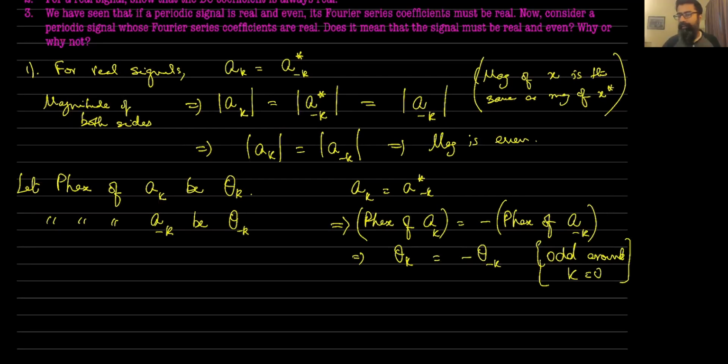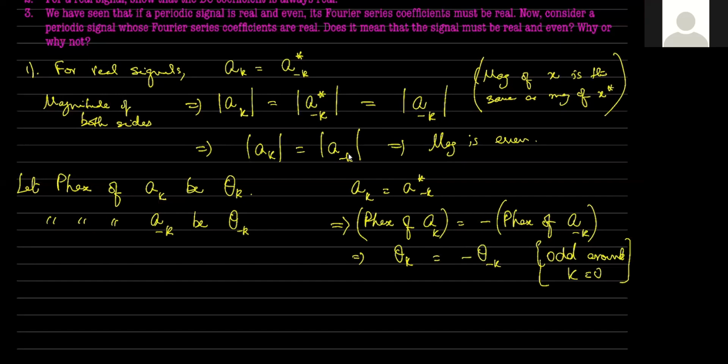Can you see my cursor? So you see, AK equals A of minus K conjugate, right? If I take the magnitude of this, it must be the same as the magnitude of this. So the magnitude of AK must be equal to the magnitude of A minus K conjugate. And the magnitude of A minus K conjugate is exactly the same as the magnitude of A minus K. So the magnitude of AK is equal to the magnitude of A minus K.